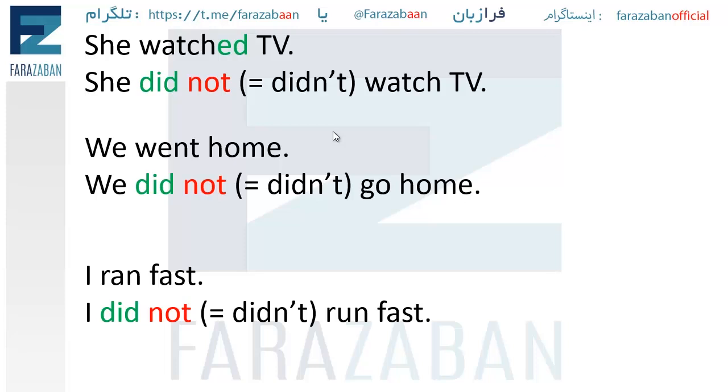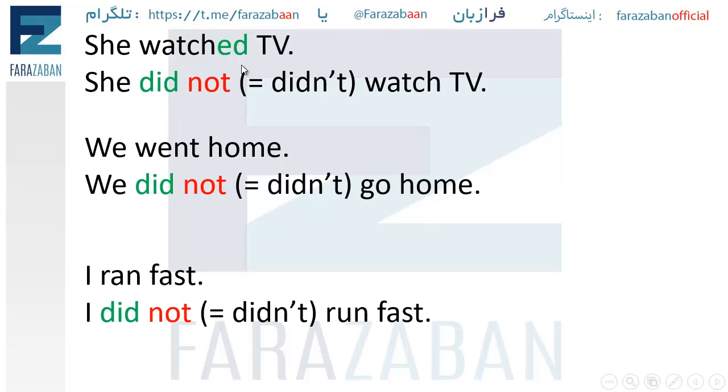چه اتفاقی افتاد؟ وقتی خواستیم جمله‌مون رو منفی کنیم we need an auxiliary verb. We need another helping verb. به یه فعل کمکی نیاز داریم. The auxiliary verb for past simple in English is did. فعل کمکی زمان گذشته ساده توی انگلیسی did.